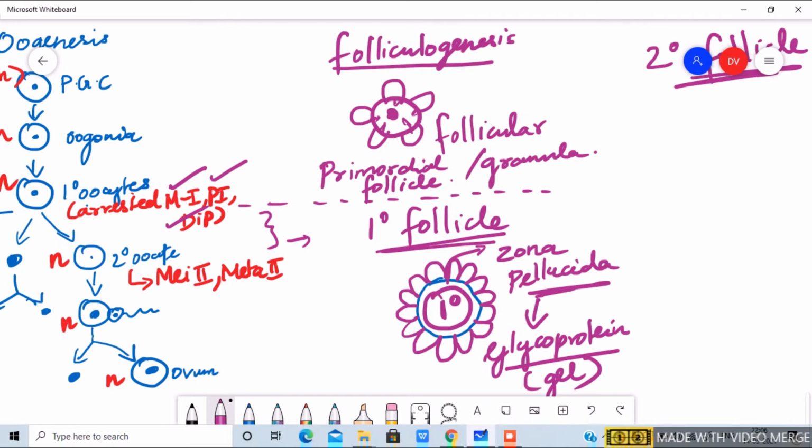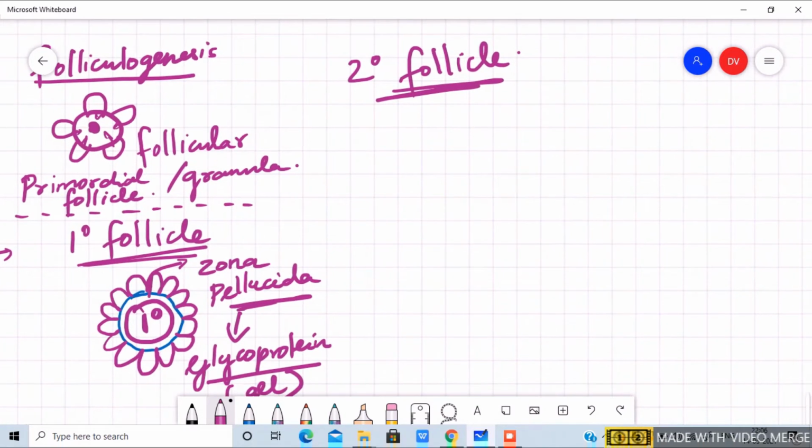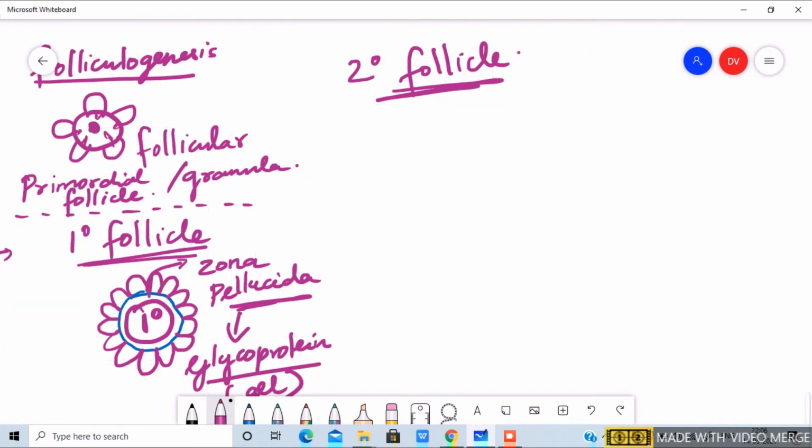Alright, guys. Ovulation happens on the 14th day of the menstrual cycle. The secondary follicle will form on the 12th day, the tertiary follicle on the 13th day, and on the 14th day the Graafian follicle will be there. Understanding, guys? This is how it happens. So 12 represents the 12th day of the menstrual cycle.